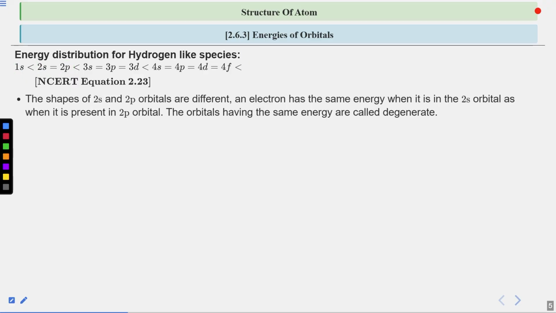Now, although 2s and 2p have different shapes, we know s has a spherical shape and p has a dumbbell shape, still they have the same energy. And these types of orbitals which have the same energy are named degenerate orbitals. Okay, so they are called degenerate orbitals.